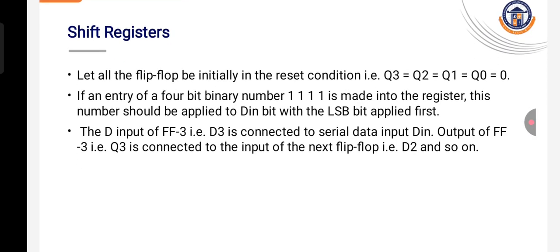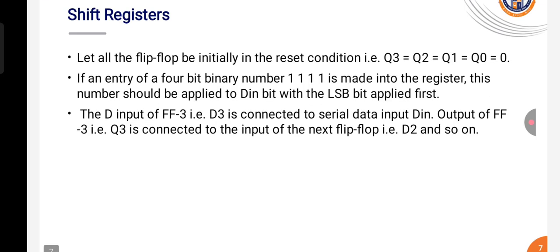Let us consider an example. Let us consider the input is 111. Initially all the flip flops are in reset condition. There are 4 flip flops, because the input is a 4 bit binary number, so 4 flip flops are needed. All the flip flops are initially reset, so Q3, Q2, Q1, Q0 are 0.